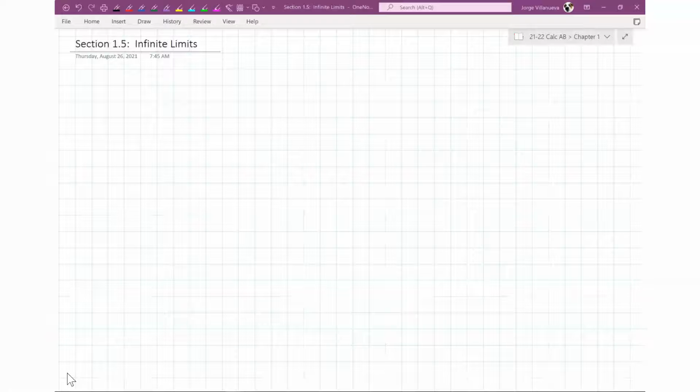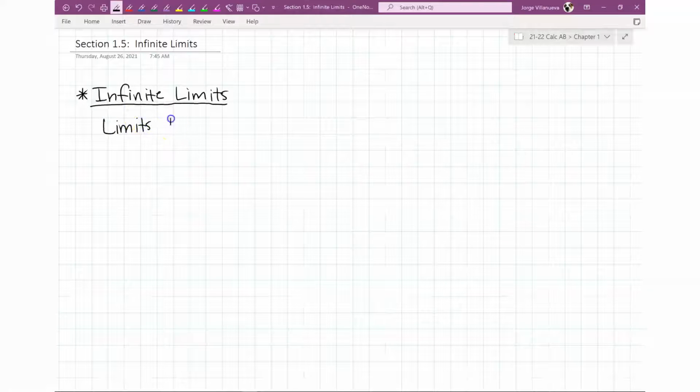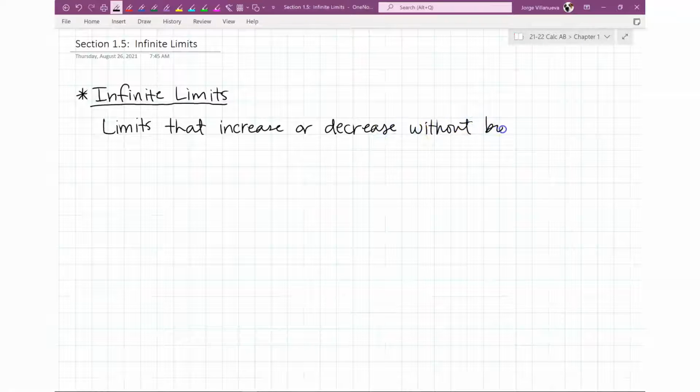All right. So let's go ahead and continue with the new lesson here, section 1.5, infinite limits. Okay. Now, let me write down the definition of this. So infinite limits. It's a pretty basic definition, nothing groundbreaking, but it does help you understand what we're going to be doing. This is limits that increase or decrease without bound, in other words, no restriction, as x approaches c.